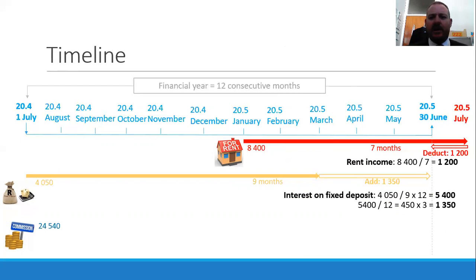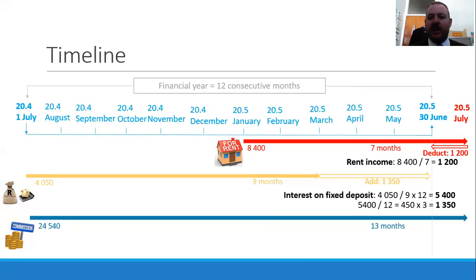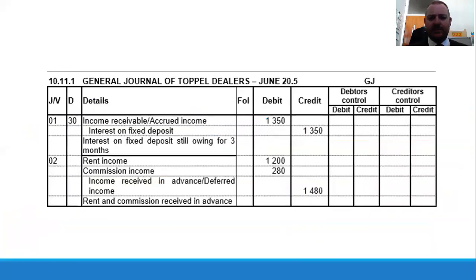We then had commission income. Commission income here amounted to 24,540. That commission income again was for 13 months, not 12 months. So you actually have to deduct 280 Rand of that commission income. So if you have a look here, the commission income figure needs to be adjusted by 280 Rand, and you had to reduce that by the 280 Rand to get to the new figure of commission income for those 12 months of 24,260 Rand.